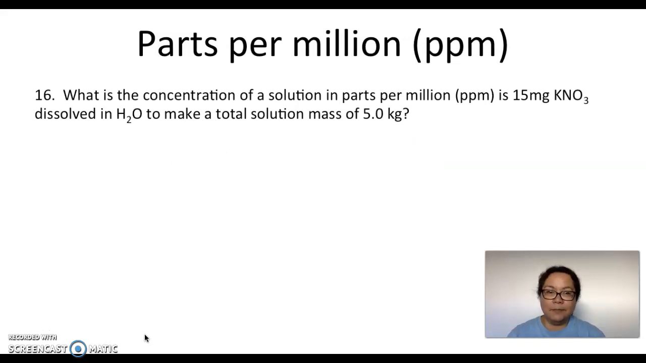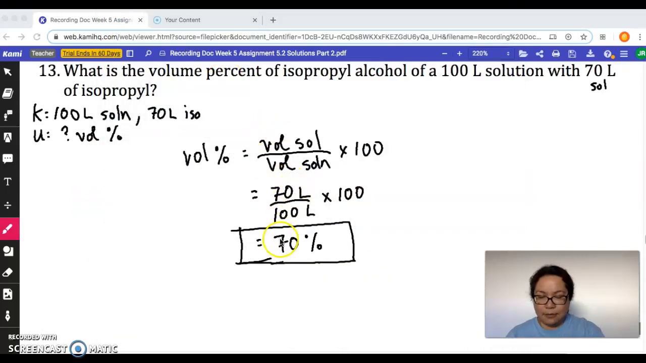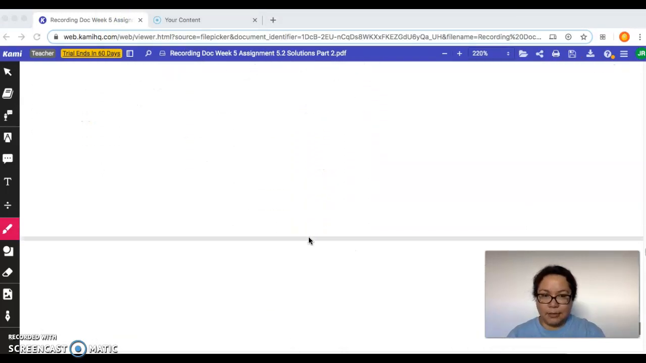Number 16. What is the concentration of a solution in parts per million if 15 milligrams of potassium nitrate is dissolved in water to make a total solution mass of 5.0 kilograms? Okay, and that would be for number 16.